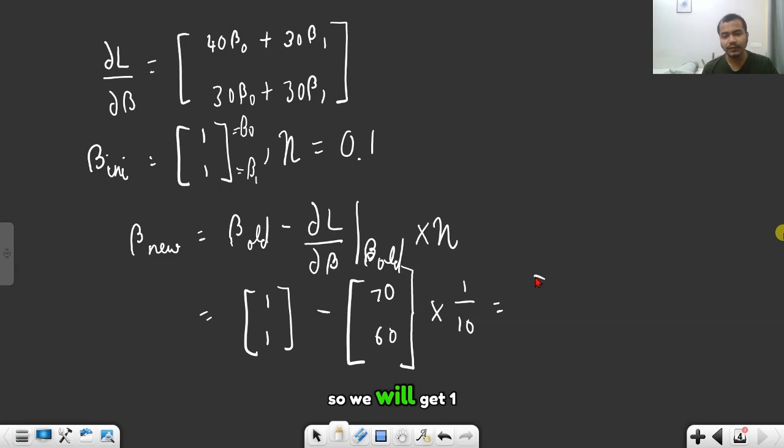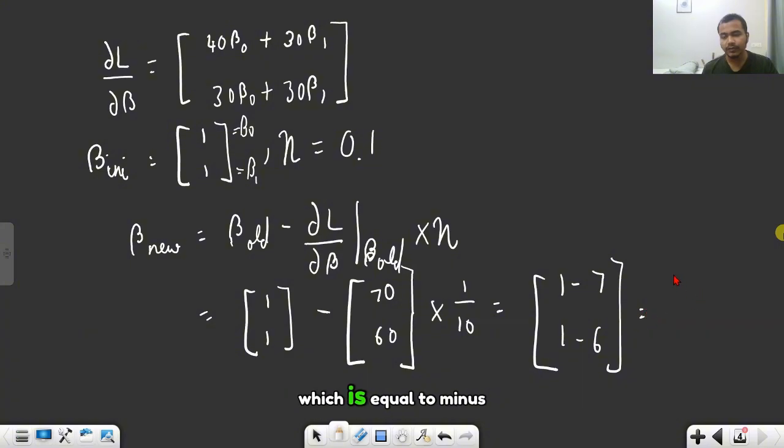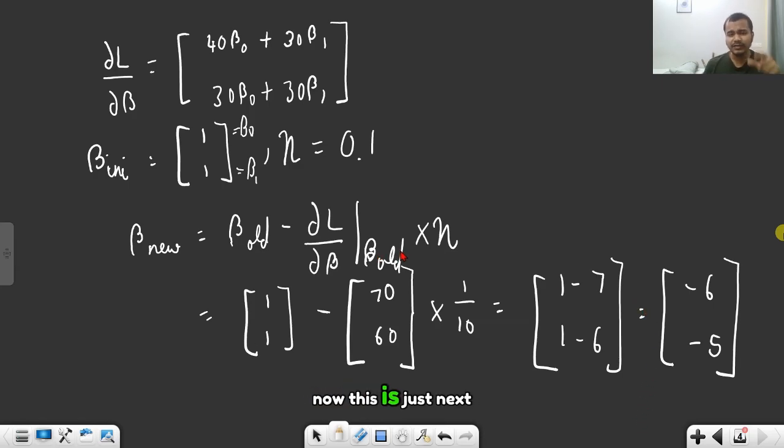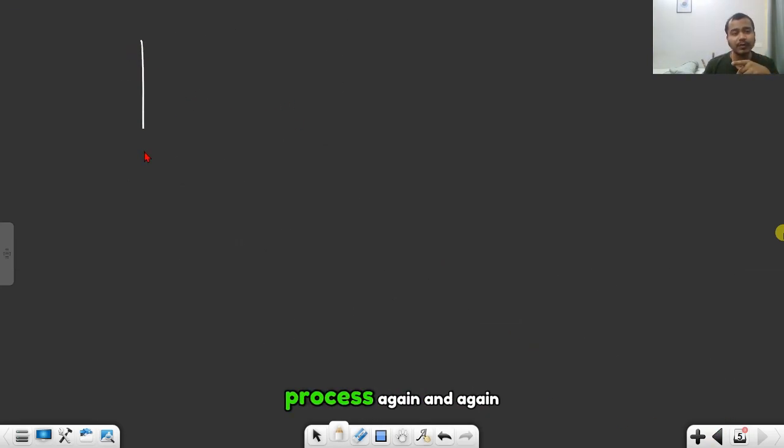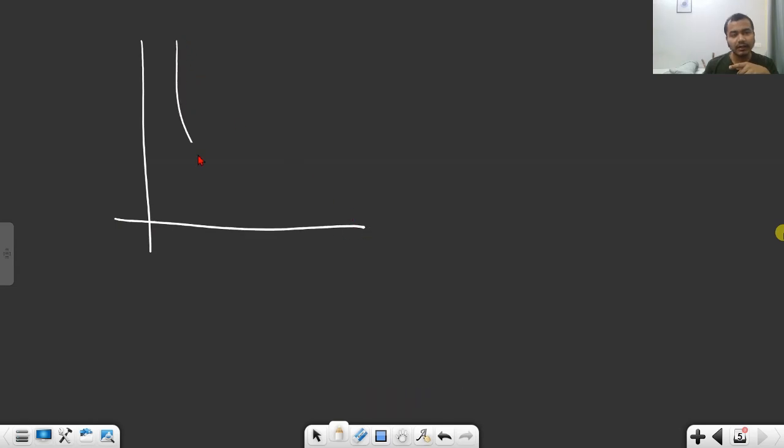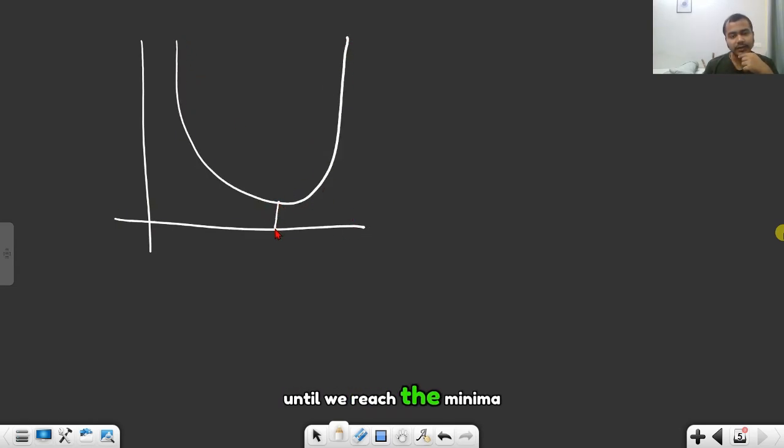So we will get 1 minus 7 by 10 times 7, and 1 minus 6, which is equal to minus 6, minus 5. Now this is just the next step of beta values, but we haven't reached that minima point. We have to do this process again and again until we reach the minima point.